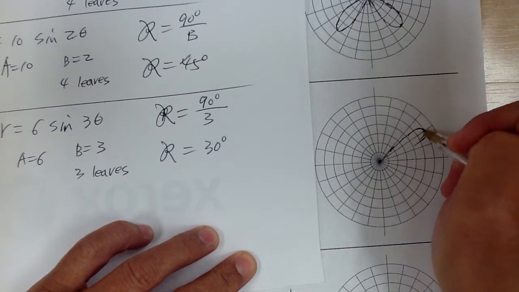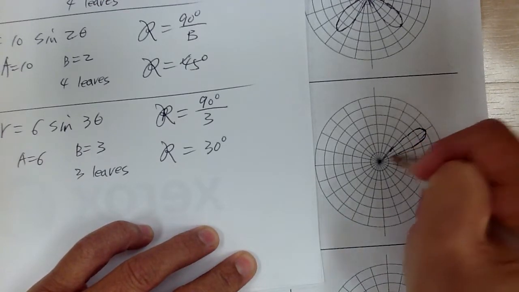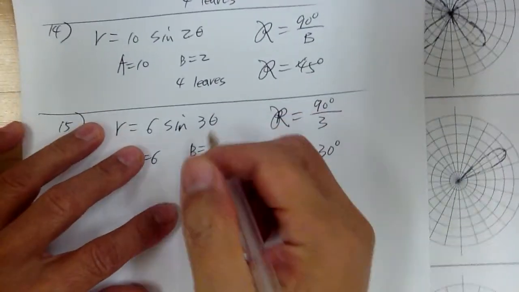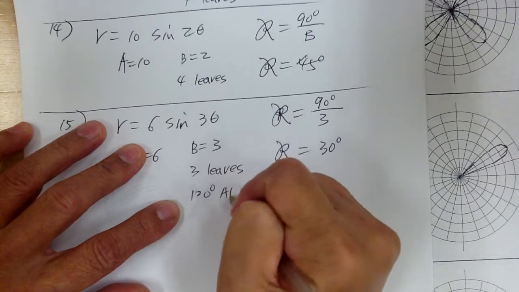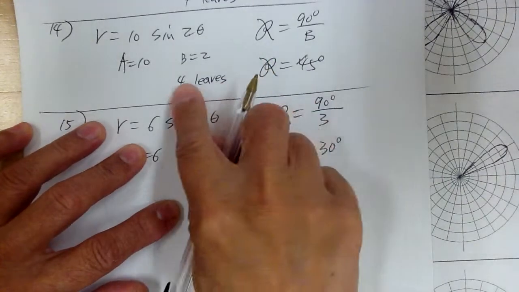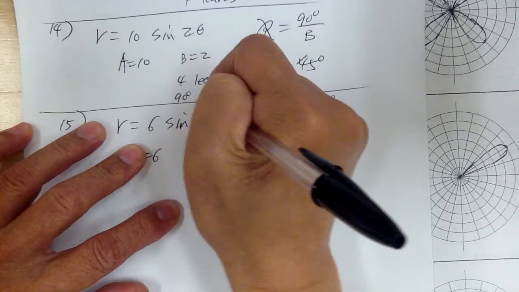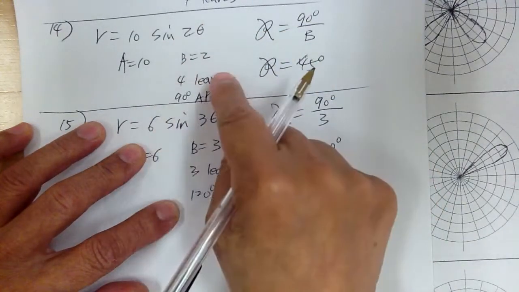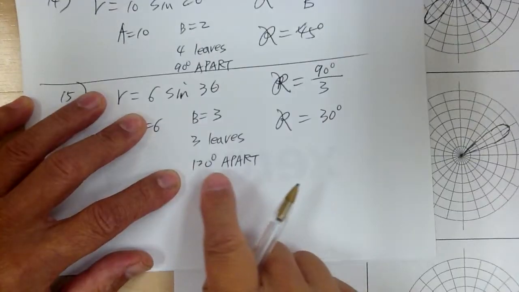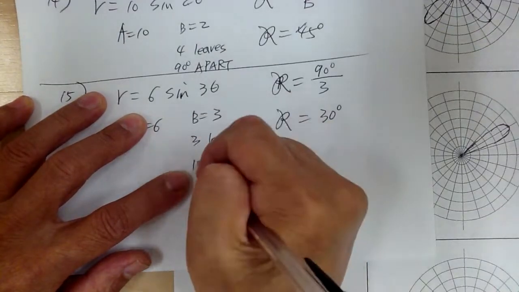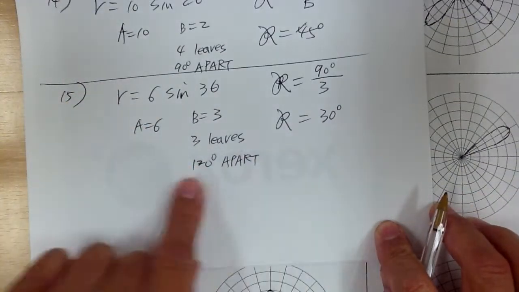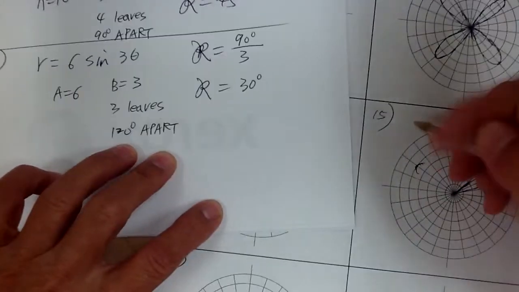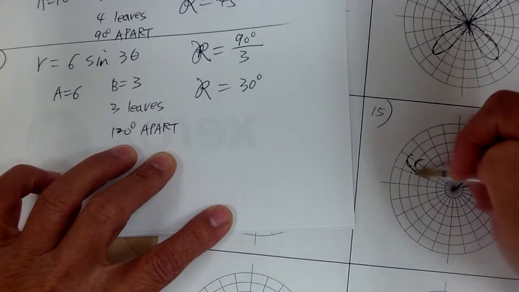When you draw this, you want to start from the tip and go to the center over here. Because there are 3 leaves, they will be 120 degrees apart. With 4 leaves, you get 90 degrees apart, because a circle is 360 divided by 4, which gives you 90 degrees. 360 divided by 3 gives you 120 degrees apart. So you start at 30 and you go 120, and you're going to get to 150, right over here.